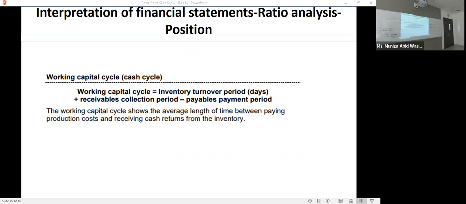So what is the formula of the inventory turnover period? Inventory divided by cost of sales multiplied by 365. Receivables collection period? Very good. Trade receivables divided by credit sales multiplied by 365. And payables payment period? Trade payables divided by credit purchases multiplied by 365. Very good.